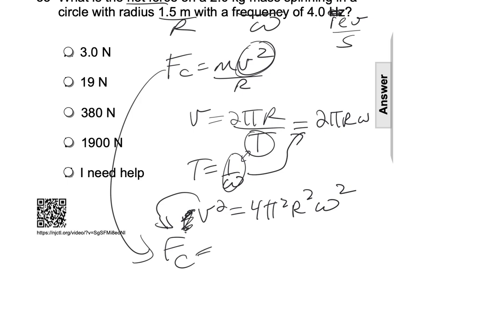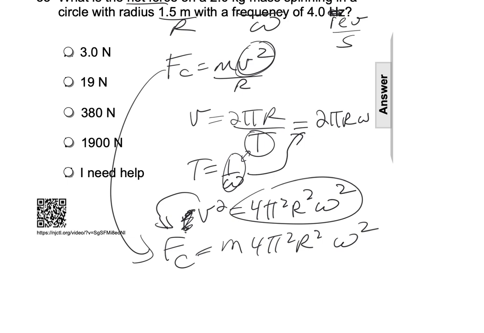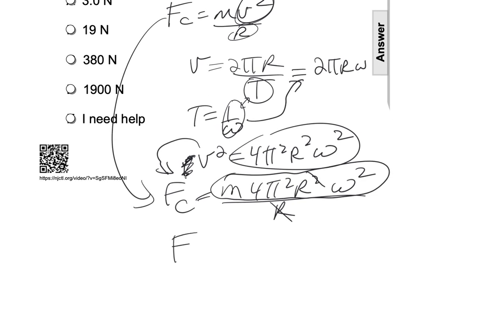Annoying. Okay, so FC equals m times this, 4 pi squared r squared omega squared over r. And so when the r's cancel out, we're left with this equation right here. So you plug in your values and you're done. That was a very annoying problem.